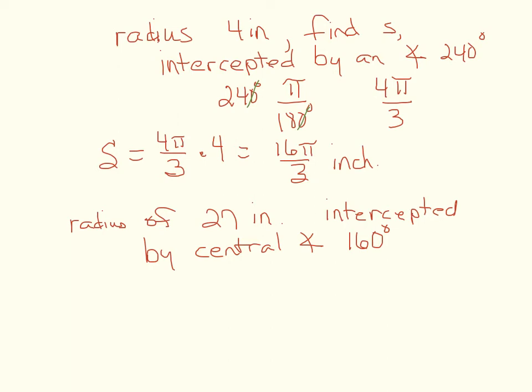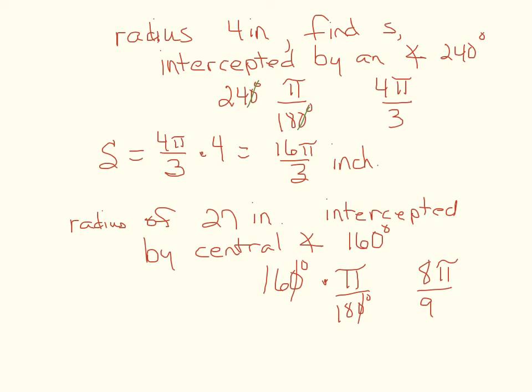What do I need to do with that 160 degrees? Multiply. Why? So you can get it into pi form, which is what kind of measure, Zach? Radians. I want to change it to radians. So that means we're going to do 160 degrees times pi over 180 degrees. So 20 goes into 160 8 times, and into 180 9 times, and we get 8 pi over 9.